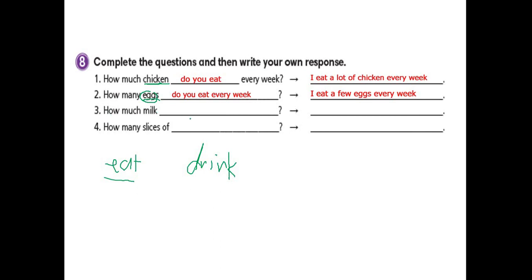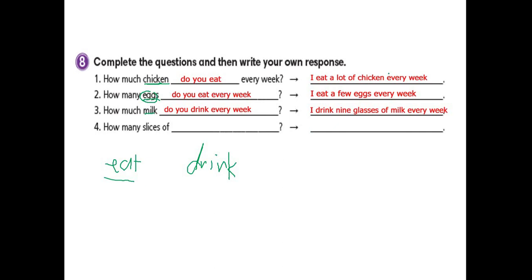Alright, next, number 3. How much milk blank blank blank blank? So the word milk here, can we eat it or can we drink it? Okay, if your answer is drink, you can say how much milk do you drink every week? Now, milk is non-count. So you will say I drink 9 glasses of milk every week. Again, I drink 9 glasses of milk every week.